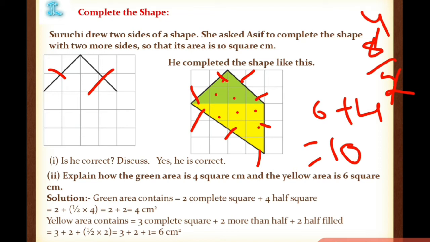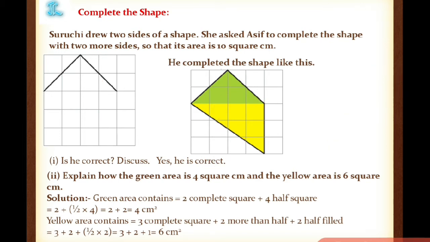So, did we get 10 as she asked? 10 square centimeter, did we get it? And what is left out? This is less than half, so it is not considered. Here also less than half, not considered. I hope everyone understood. So, E is correct. Now, we'll go to the next one.